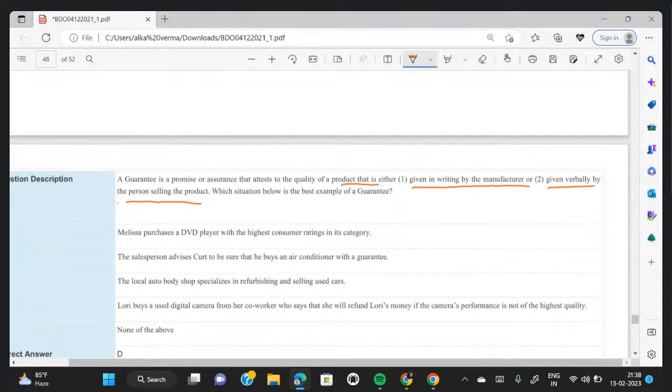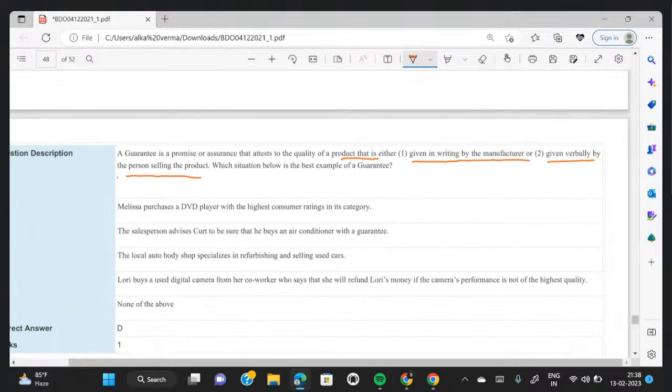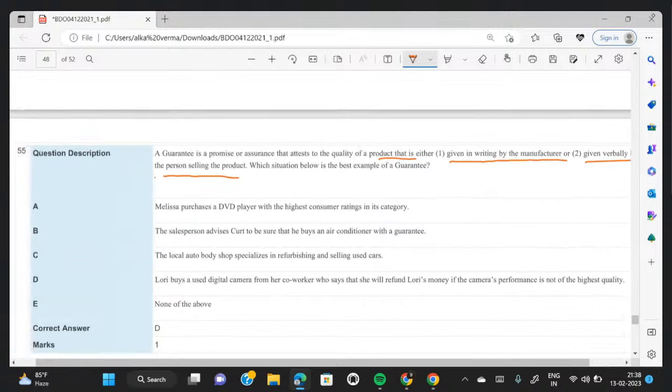That is our guarantee, verbally. So out of these 4, which of the options is talking about the guarantee? Melissa purchases a DVD player with the highest consumer rating in its category. Is it talking about guarantee? No, it is talking about the rating given by the public. The salesman advised Kurt to be sure that he buys an air conditioner with a guarantee. So he is suggesting, no, this is not a type of guarantee.